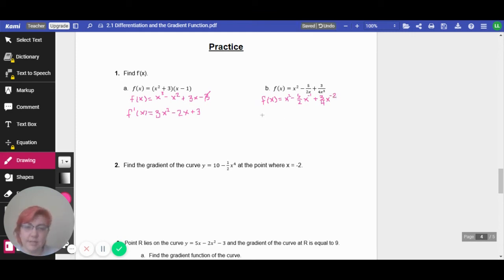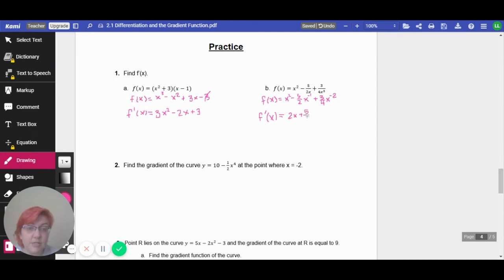All right, time to differentiate. F prime of x equals, n is 2, a is 1, 2 times 1 is 2, x to the n minus 1, 2 minus 1 is 1, so we'll just leave that alone. All right, n is negative 1, a is negative 5 over 2. Multiply that together and I get positive 5 over 2.